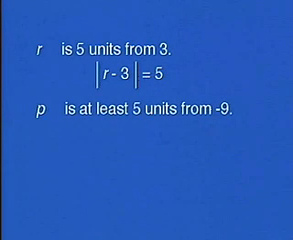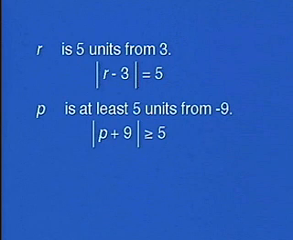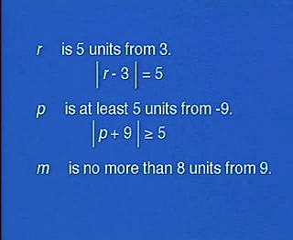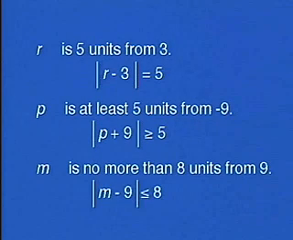Now here's another statement. P is at least 5 units from negative 9. Now we're saying that the distance between P and negative 9 is at least 5. And we would write that as the absolute value of P plus 9 is greater than or equal to 5. Remember, P, take away a negative 9, is P plus 9. And finally, if we have the statement M is no more than 8 units from 9, we would write this as the absolute value of m minus 9 is less than or equal to 8.